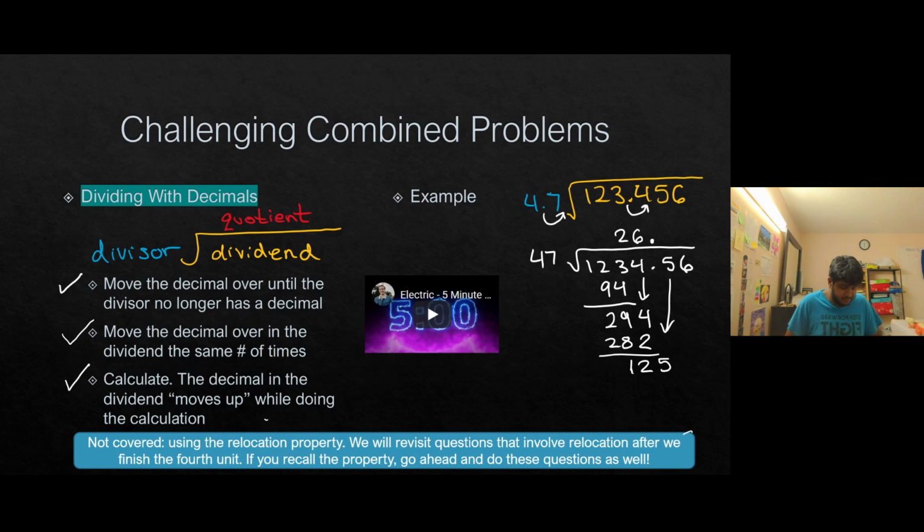Right? Again, I think 3 is going to be too much. We're going to go back to 2. 47 times 2 we've already calculated is equal to 94. The subtraction there gives us 31. If we bring the 6 down, we get 316.